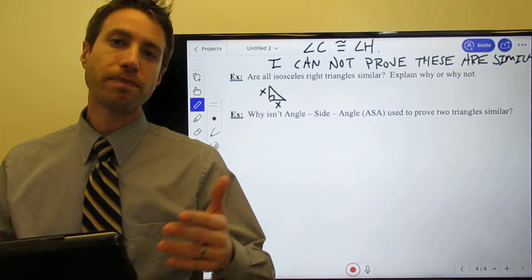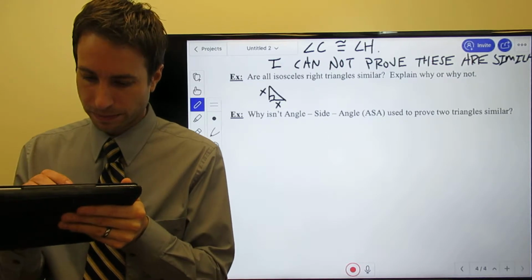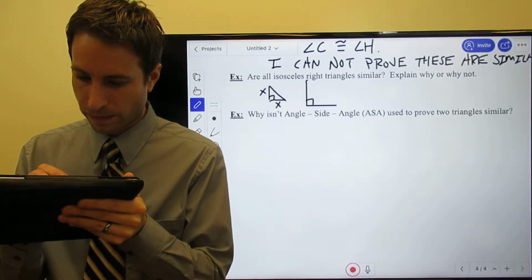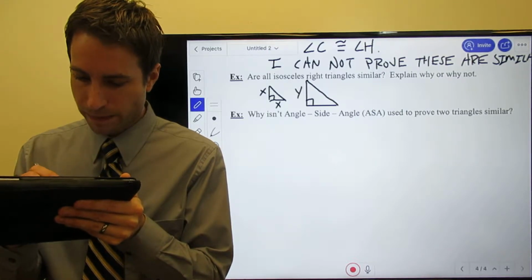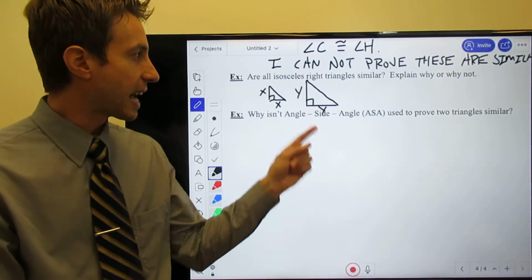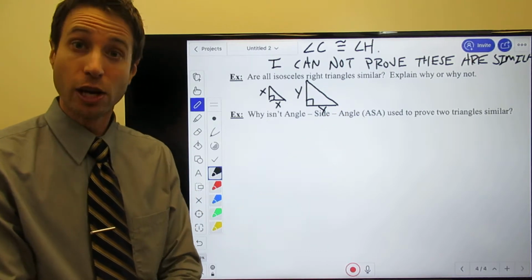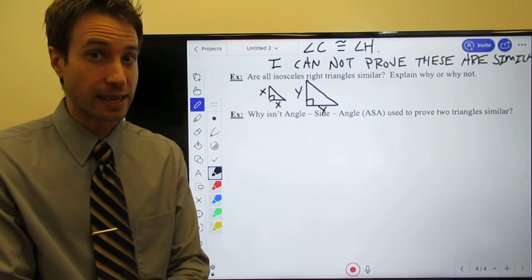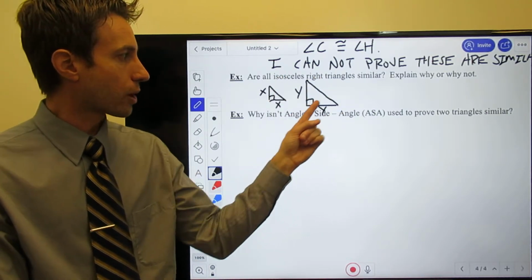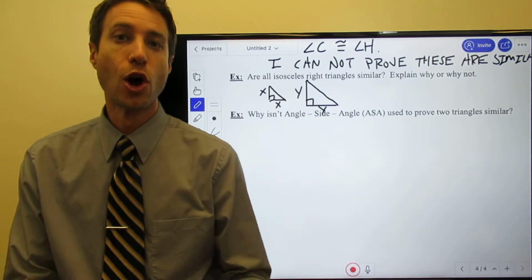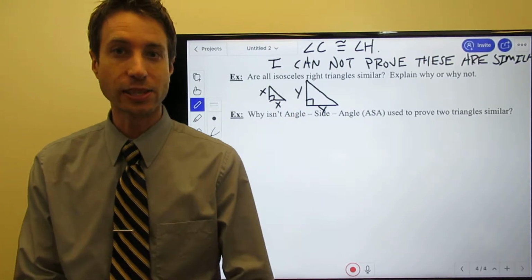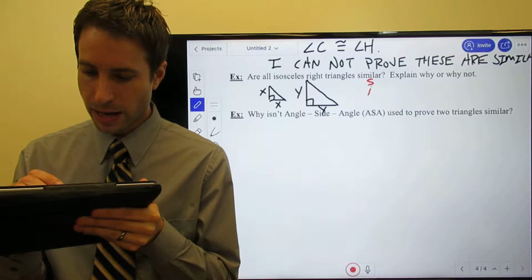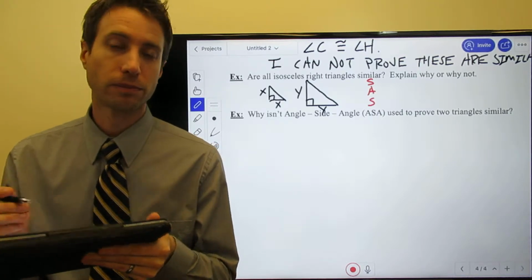Let me give you another one that's a little bit bigger. Ooh, nice. There's a right angle. This is side y and side y. Once again, I have an isosceles triangle because both of these sides have the same measure. That's what makes it isosceles. It's an isosceles right triangle because there's my right angle. Well, in order to prove that these are similar, I need a side, angle, side.